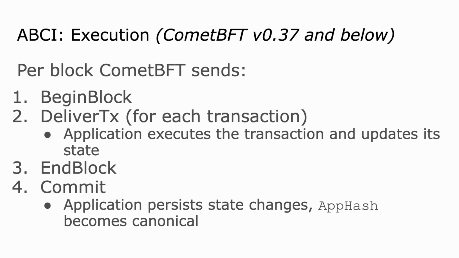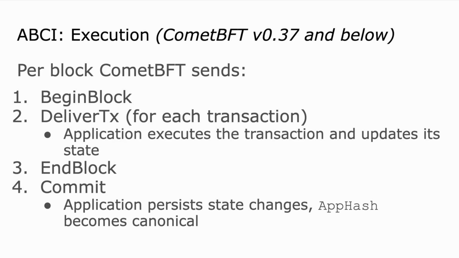So first, this is how block and transaction execution works in ABCI. I want to note that this is before ABCI++, which we'll get to shortly. So this is relevant for CometBFT versions 0.37 and below. So the 0.37 release series. First, CometBFT will send a BeginBlock message, and that includes the block header and related metadata. Then for every transaction, there will be a DeliverTx message. So there's one DeliverTx per transaction to be executed.